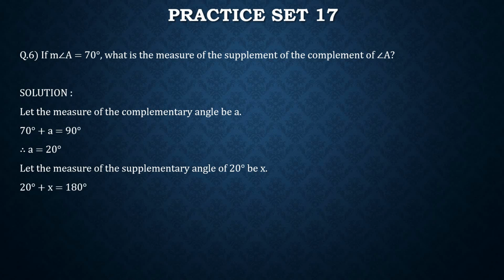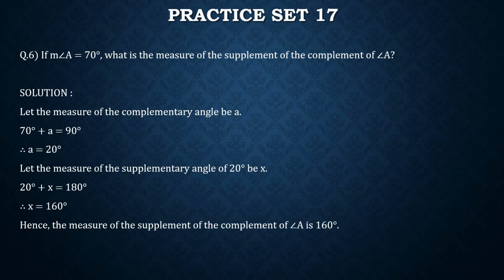Since the sum of the measures of two angles is 180 degrees, those two angles are said to be supplementary angles. Now taking 20 to the right hand side of the equation, we will have X is equal to 180 minus 20, which is 160 degrees. So we have found the value of X as 160 degrees. Hence, the measure of the supplement of the complement of angle A is 160 degrees.